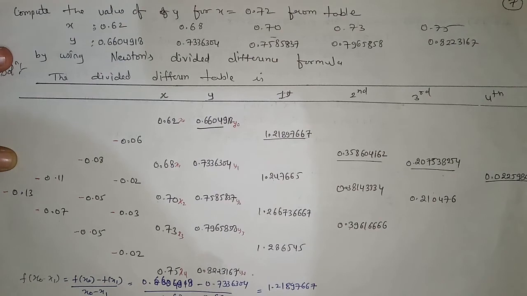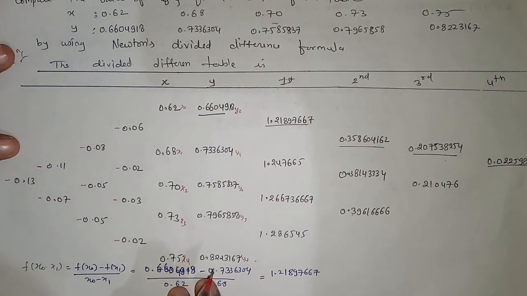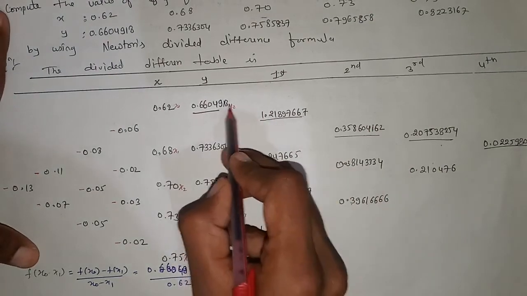I have shown one value over here. f(x0) minus f(x1) divided by x0 minus x1. So this is 0.660491 minus the next value. Both times we are getting a negative term. On dividing this, we get the answer 1.218976667. So this is how we get this table. Now we have to underline these values.